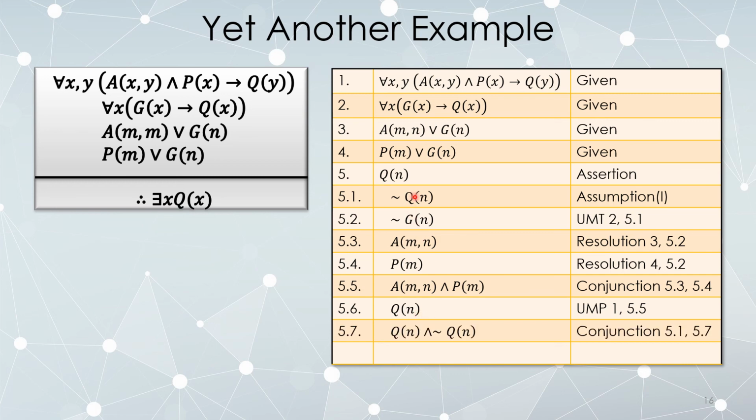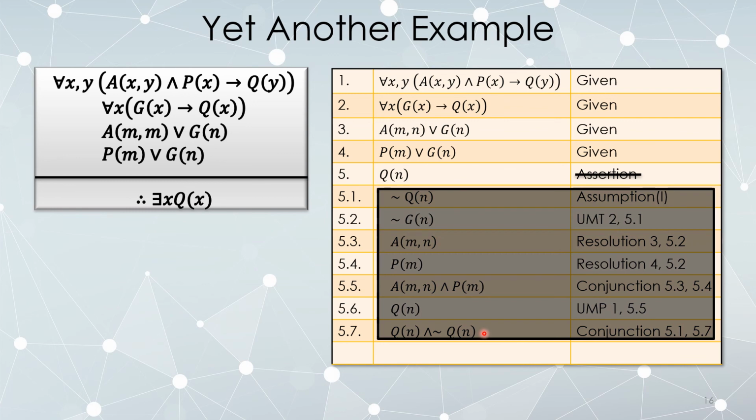And now we have exactly the opposite of what we assumed. We started off by assuming not q of n, and we derived q of n. We can join those, and now we have a contradiction. So this assertion is now fully justified. Why did we assert q of n? So that we can generalize q of n to there is something for which q is true. And that was the conclusion we wanted.